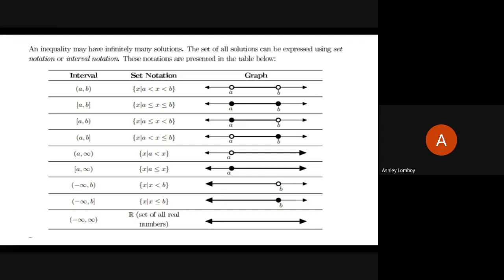Kaya nga siya inequality. Hindi siya equality na iisa lamang ang sagot. The set of all solutions can be expressed using a set notation or interval notation. These notations are presented in the table below. All throughout the lesson ng ating general math, solutions are expressed in interval notation or set notation. So it's extremely important that you know how to read, hindi pala siya set notation kundi interval notation. All throughout the lesson, we are going to express our answer in interval notation.